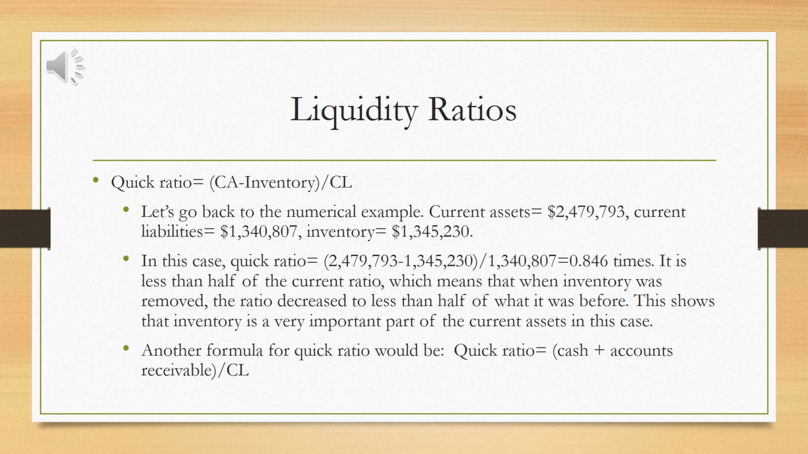0.846 times. It is less than half of the current ratio, which means that when inventory was removed, the ratio decreased to less than half of what it was before. This shows that inventory is a very important part of the current assets in this case. Another formula for quick ratio would be quick ratio equals cash plus accounts receivable over current liabilities.